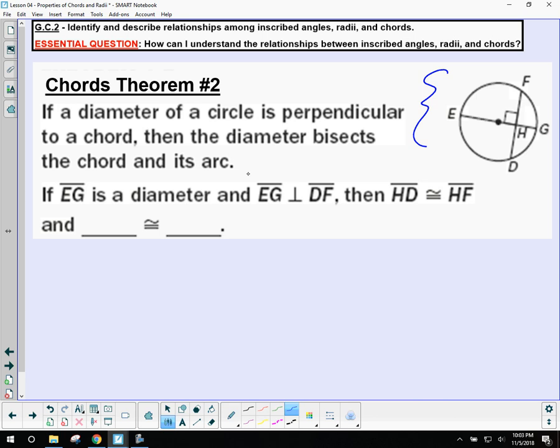So, in my case, if EG is the diameter and EG is perpendicular to DF, hence the little square there, and then HD is congruent to HF, making some marks, then arc GF should be congruent to GD, because those arcs should be congruent to each other. Again, pause the video, jot down what you need to.